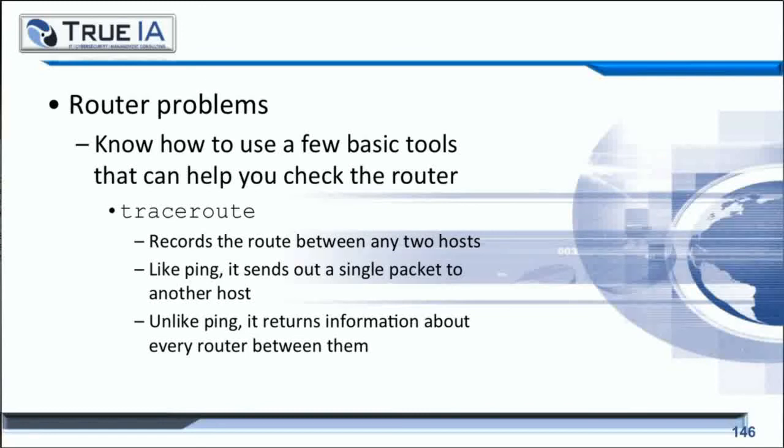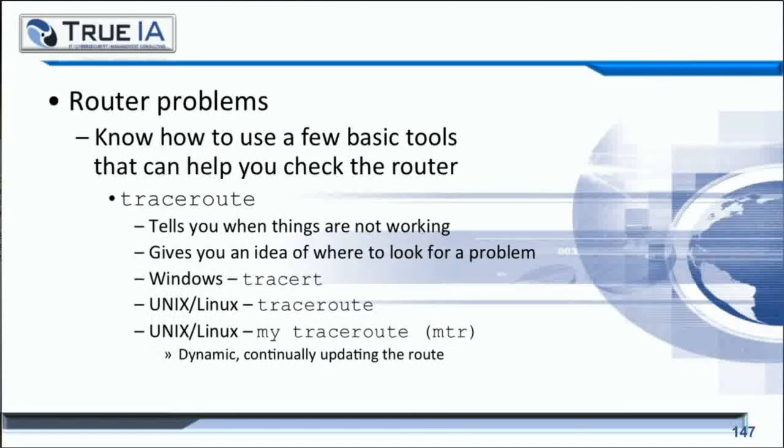However, it is important to know how to use a few basic tools that can help you check for any routing problems that may be occurring. One of those would be traceroute. With traceroute, kind of like ping, it records the route between any two hosts. However, unlike ping, it will return information about every router between them. In Windows, you'll simply type TRACERT. In Unix or Linux, you'll type TRACEROUTE, or you might possibly have to put a my in front of it.